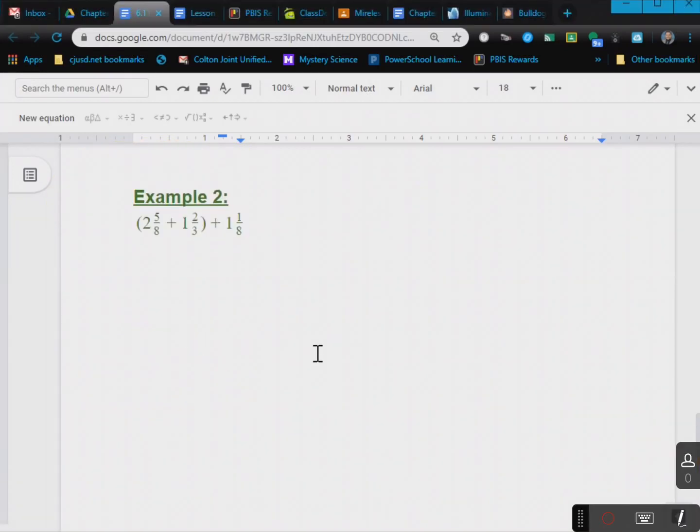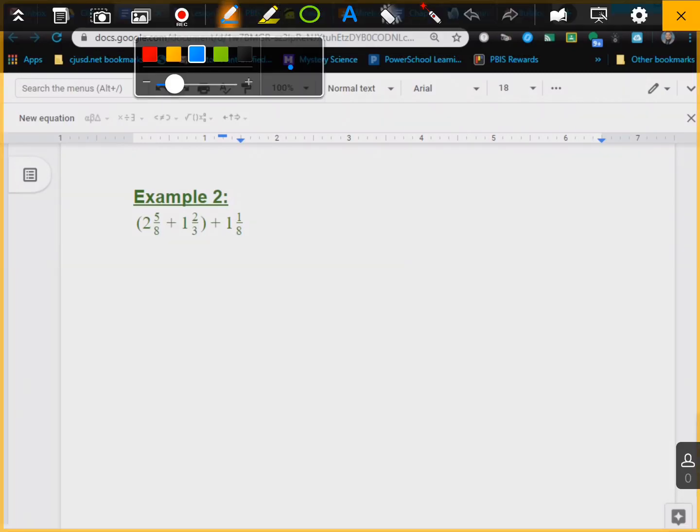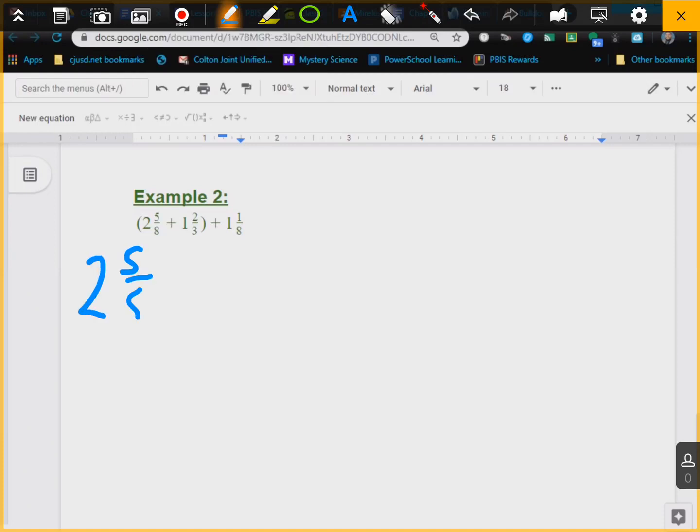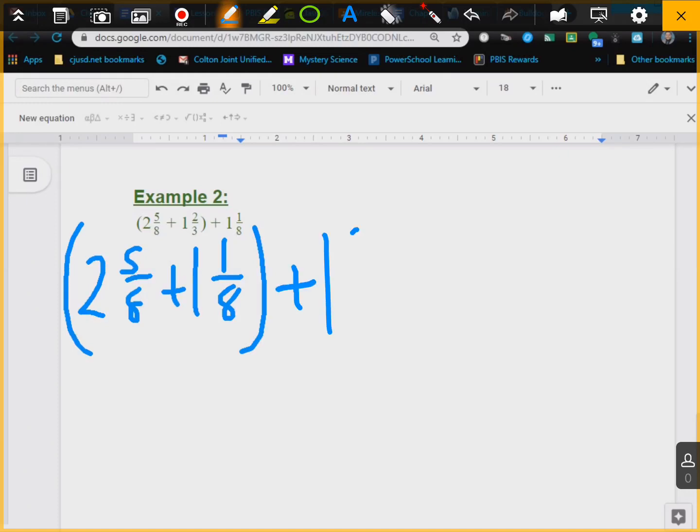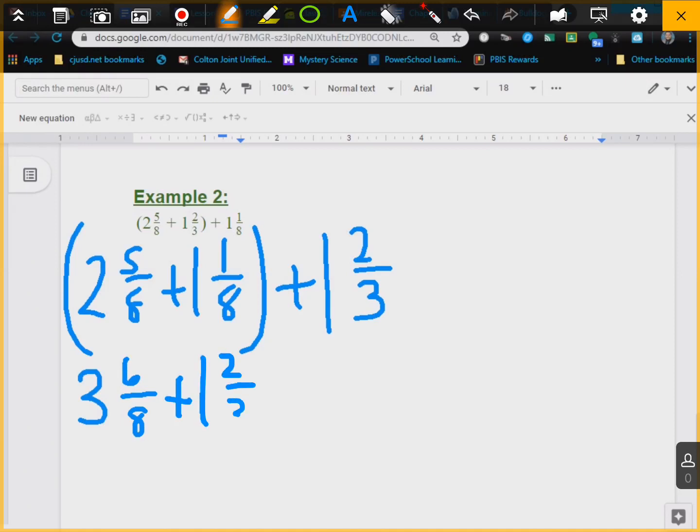Okay, it says 2 5/8 plus 1 2/3 plus 1 1/8. So what I'm going to do is I'm actually going to put 2 5/8 together with 1 1/8 because they have the same denominator. And then afterwards, I'll add 1 2/3 to it. So knowing that, I know 2 plus 1 is 3. 5 plus 1 is 6. Denominator stays the same. So I have 3 6/8 plus 1 2/3.